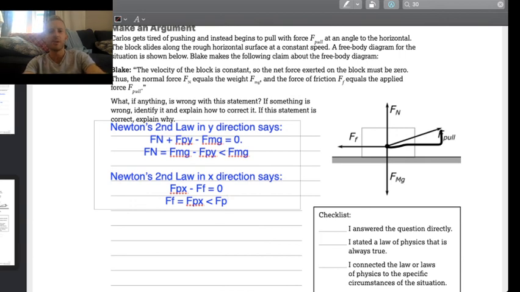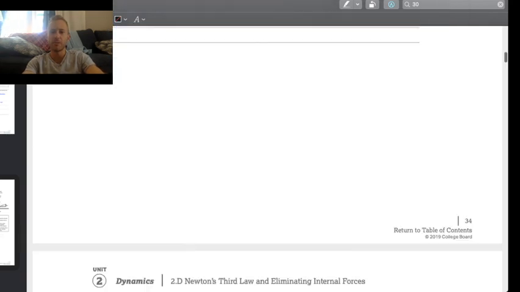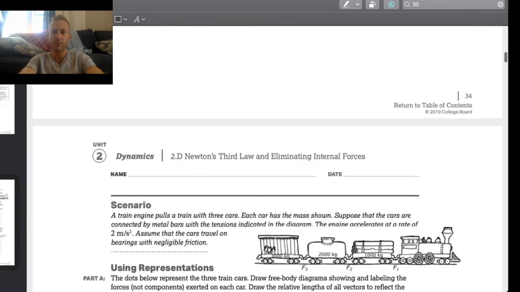So basically the first sentence of what Blake said was correct. The second sentence was not correct. Okay? So I have done pages 30 through 34.